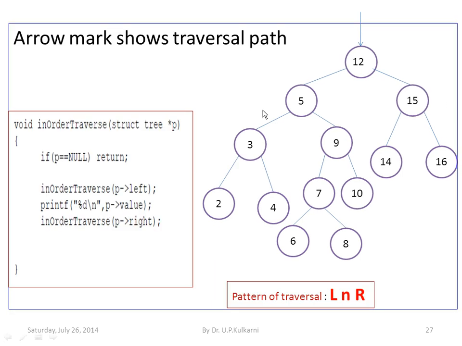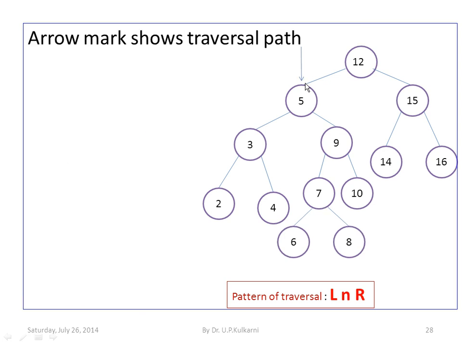Here we use an arrow mark to show the traversal path. We begin with the root here, right? Now we have to visit the left of the traversal. The pattern of traversal is L, N, R. So we have to go to the left of this, left of this, left of this, right? Now if you go to the left of that, it's a null. So we come back, right? Then the next in the sequence is N, which indicates that we print that particular node.